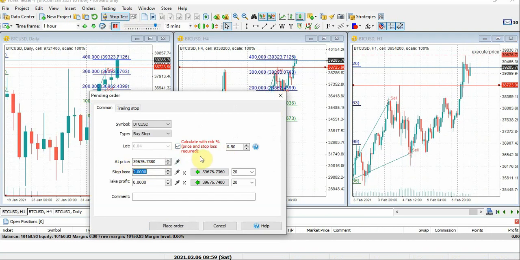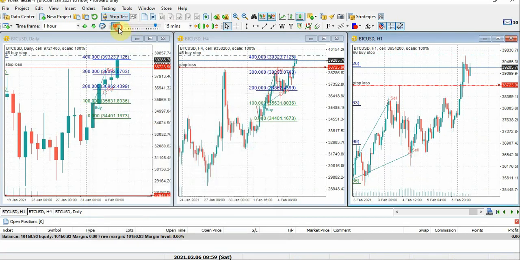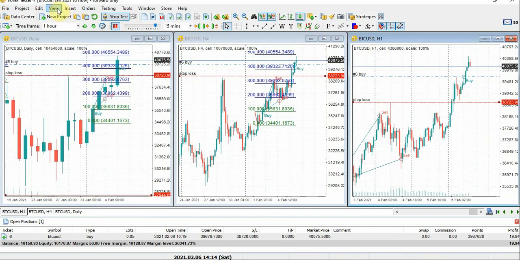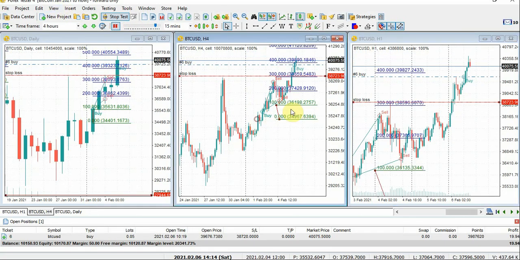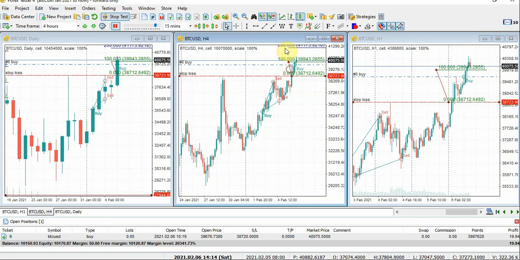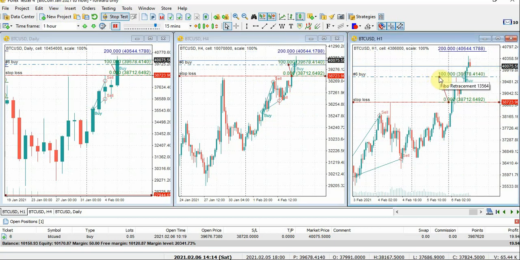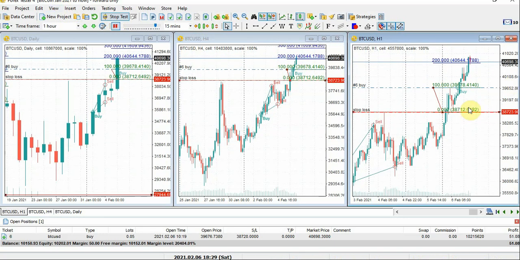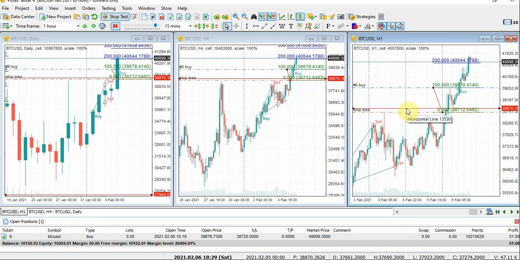Stop loss 38,720. Place order. We're engaged. Let's just move our tool up. Let's see if we can get to 1R to reduce a bit of risk. Okay, we hit 1R so we can trail our stop loss.